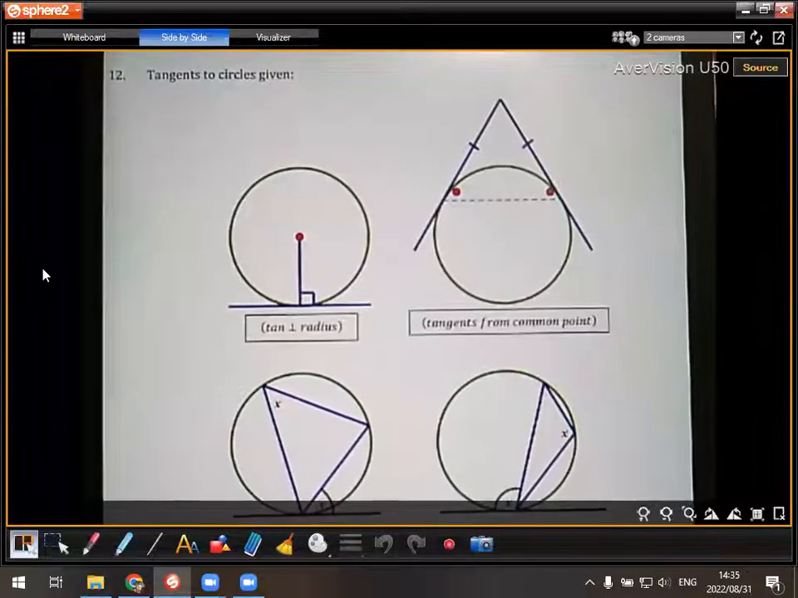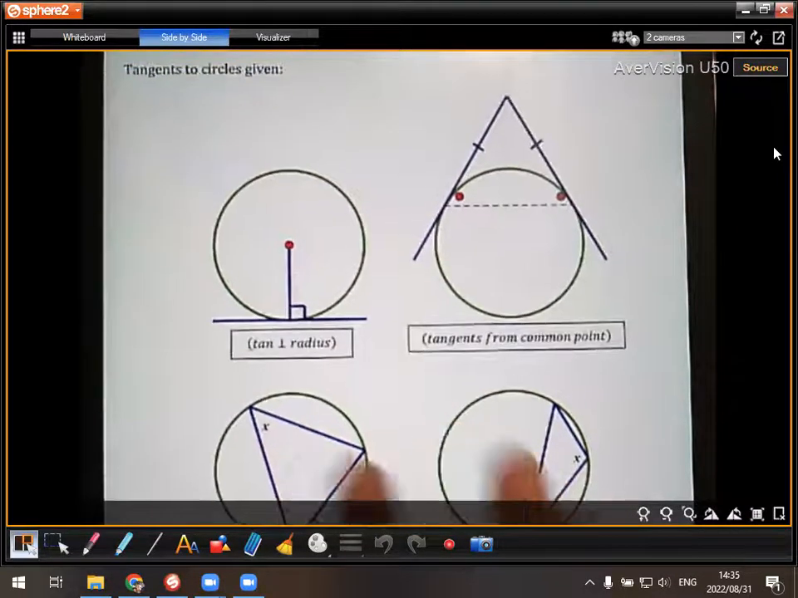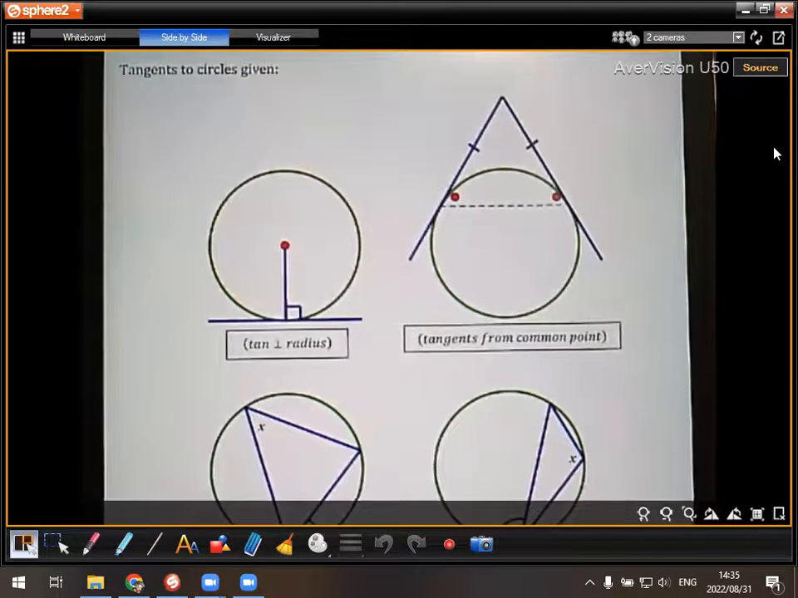Okay, guys, so the heading at the top of that page says "Tangent to circle given." So guys, this is basically just a summary of things that we can do if we have a tangent.